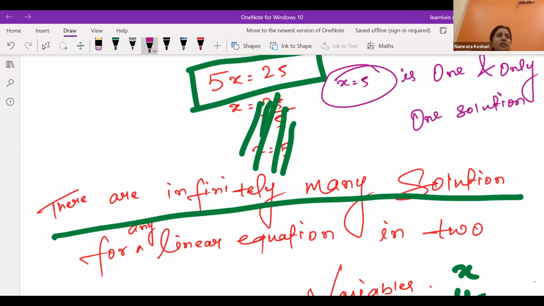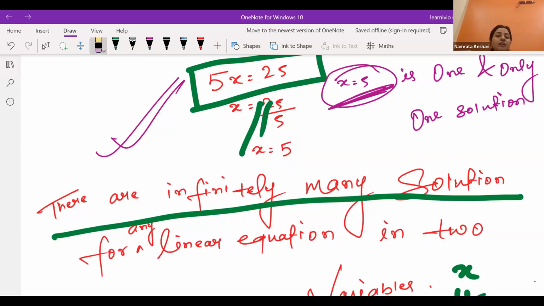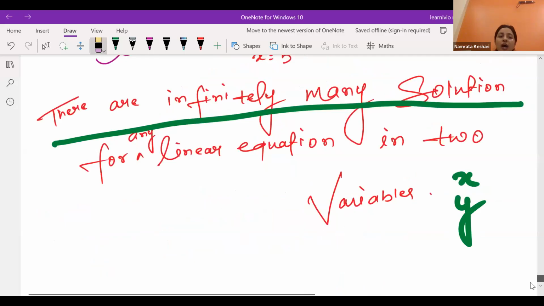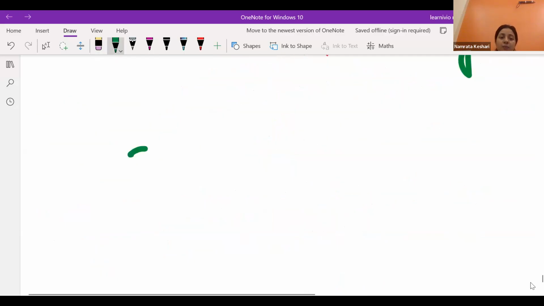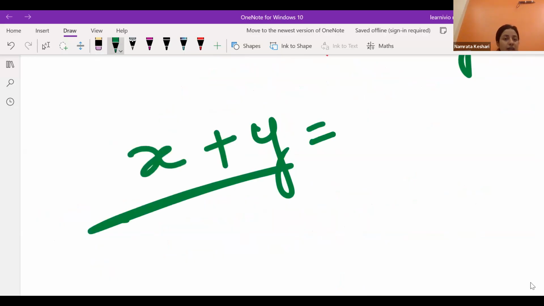Any other number, any negative number, positive number, decimal number, fractional number, you are not going to get the right hand side. You will get the right hand side only when you take x equals 5. So here we were finding the solution using systematic steps. But in our case the biggest challenge is how to add these two, how to find the x value, how to find the y value.